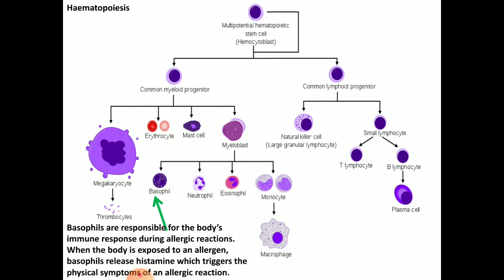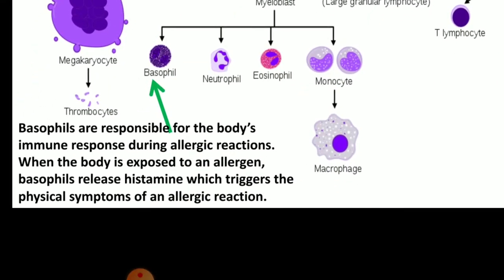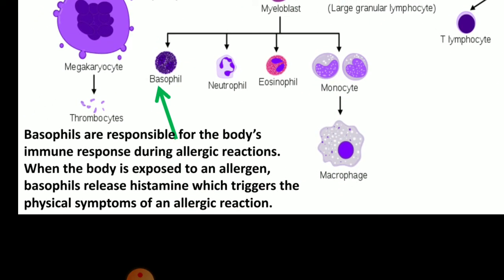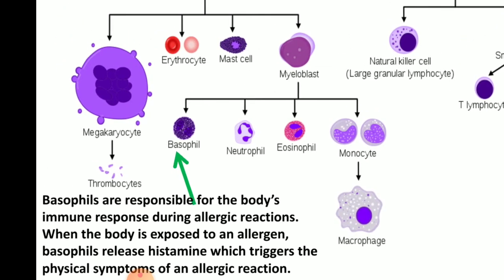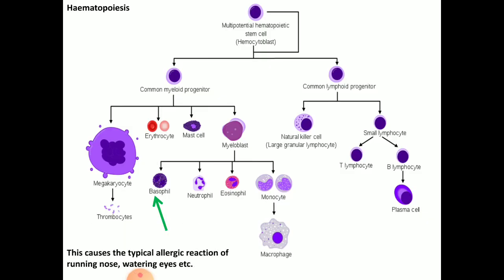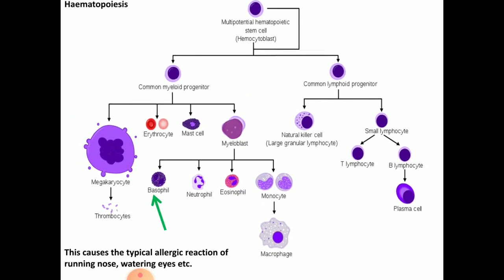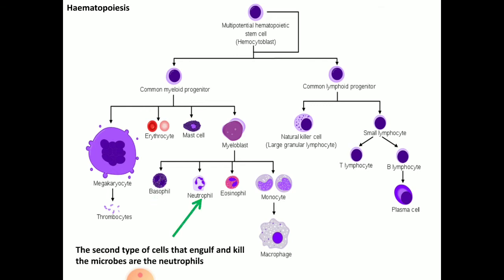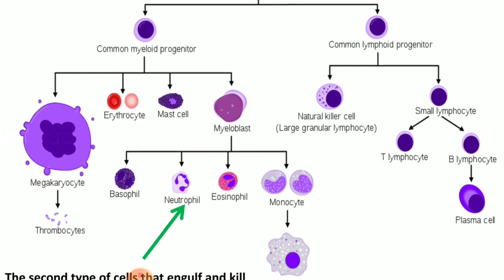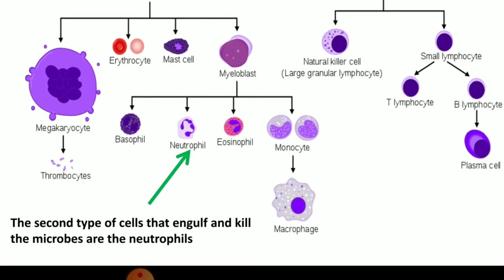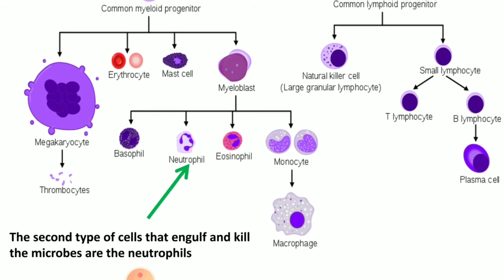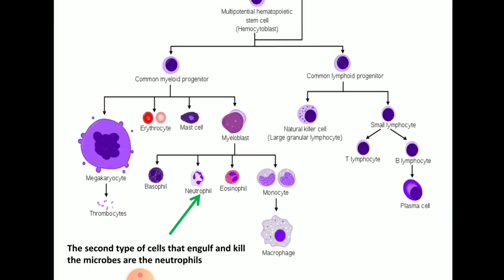Basophils are responsible for the body's immune response during allergic reactions. When the body is exposed to an allergen, basophils release histamine, which triggers the physical symptoms of allergic reaction. So this causes the typical allergic reactions like the running nose and the watering eyes, etc. The second kind of granulocytes that are produced from the myeloblast are the neutrophils. These are the dedicated phagocytes.